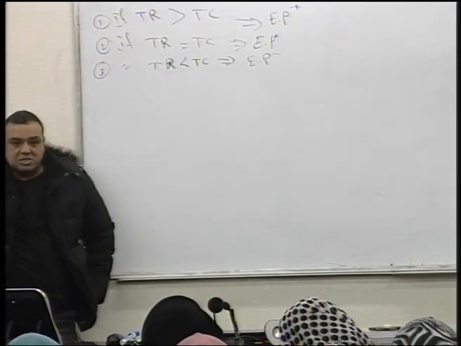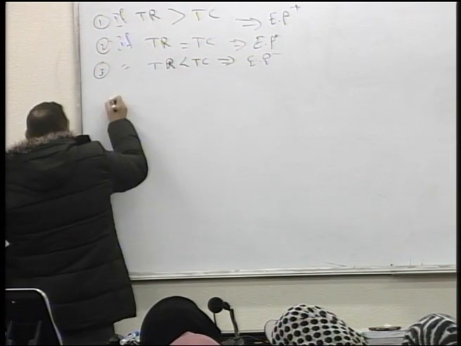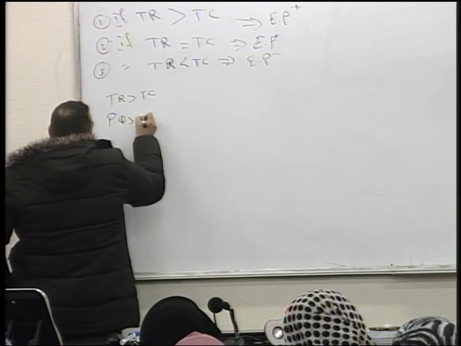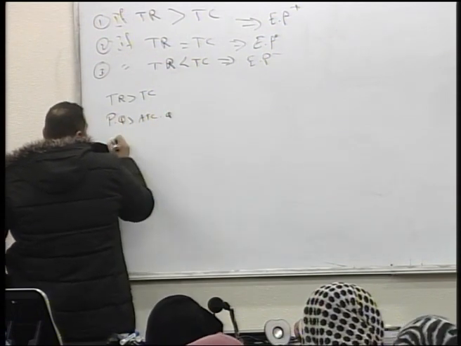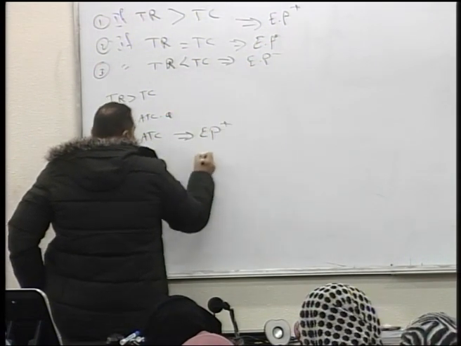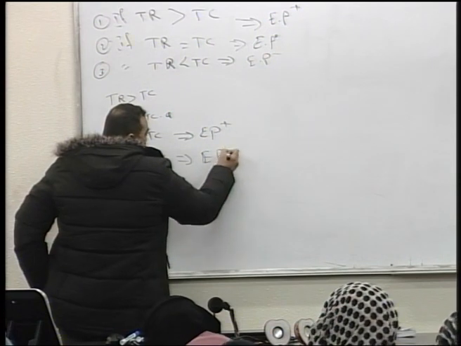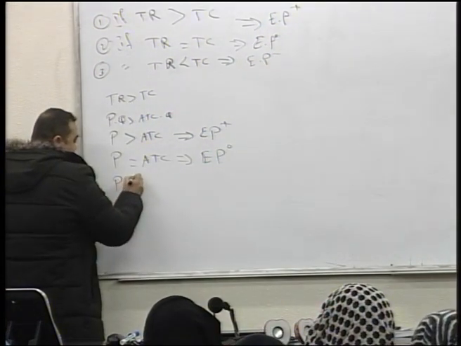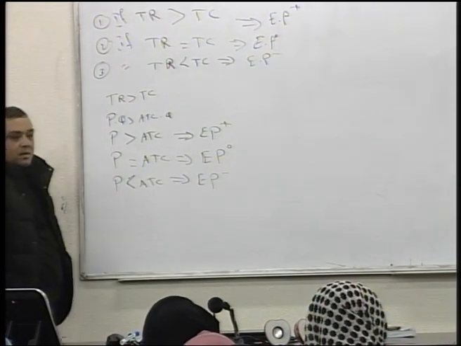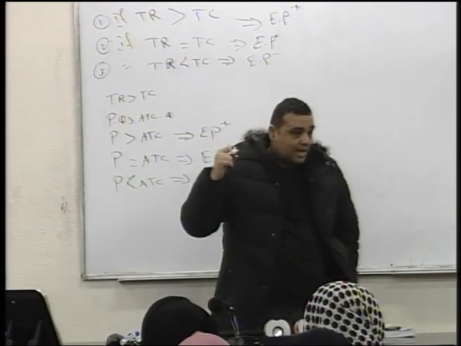We have the relationship between price and ATC from these formulas. When total revenue is bigger than total cost, we are talking about price times Q being bigger than ATC times Q. If the price is bigger than ATC, the economic profit is positive. If the price equals ATC, economic profit is 0. And if the price is less than ATC, the economic profit is negative. This point was discussed in the last class.